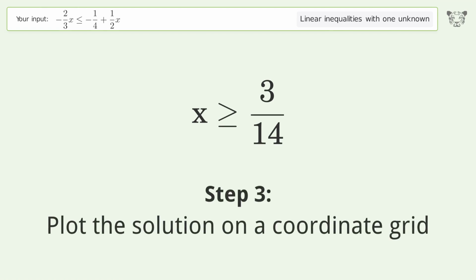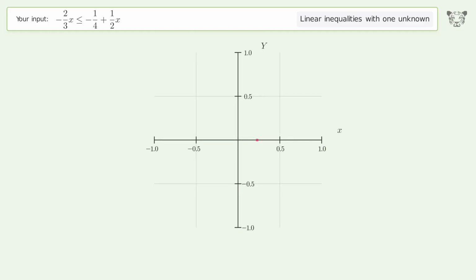Plot the solution on a coordinate grid. And so the final result is x equal or greater than 3/14.